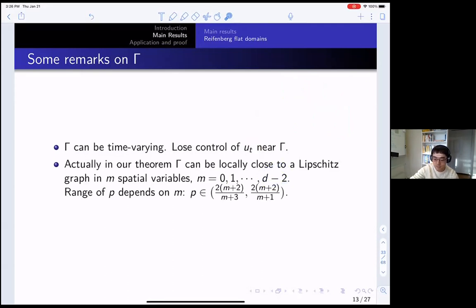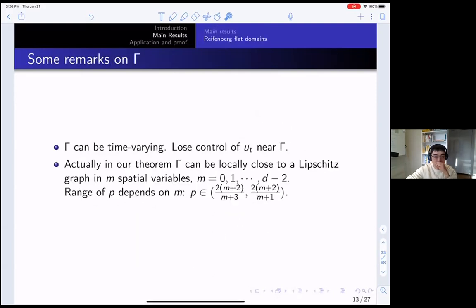The interesting thing here is that if this Lipschitz graph depends on fewer variables, when m is smaller, the solvability range of p can be larger. When m equals zero, this range is just 4/3 to 4. When m is d minus two, this range is the smallest, but still away from two. I think it's just 2d over d plus one to 2d over d minus one, which only depends on d and is away from two. This is some generalization of our result, and we mention it because we will make some interesting comparison in an application of our results.